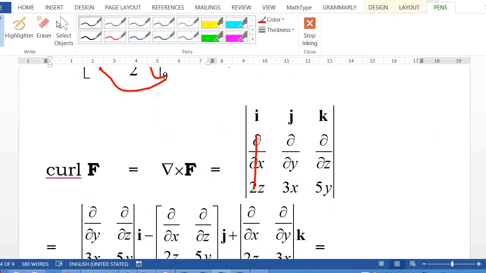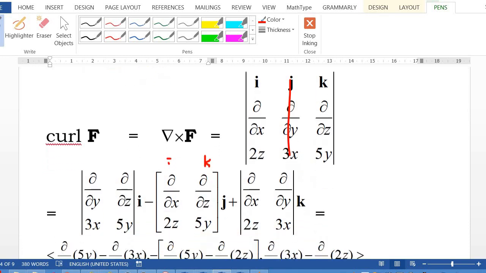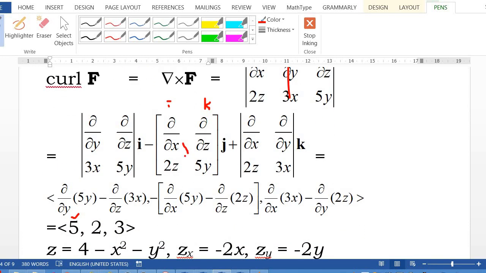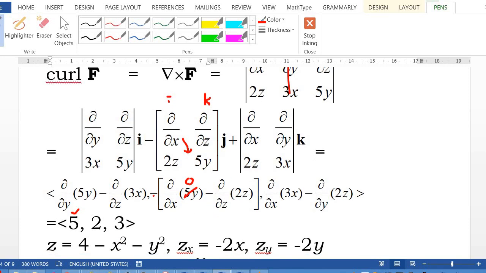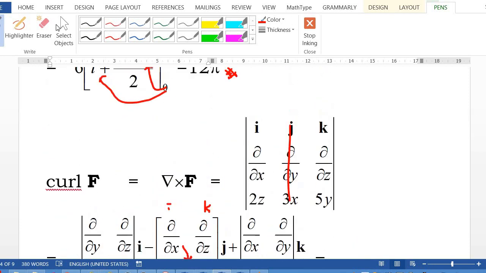For component j, you cross out component j and leave the other two columns, which is i cross k. Remember, it is negative j. Then you have minus del/del x of 5y, which gives 0, minus del/del z of 2z, so you get minus 2. Minus 2 times negative, so positive 2. This is component j.